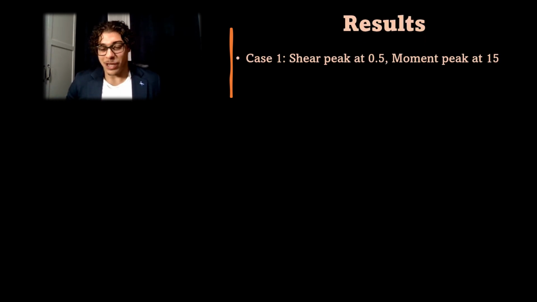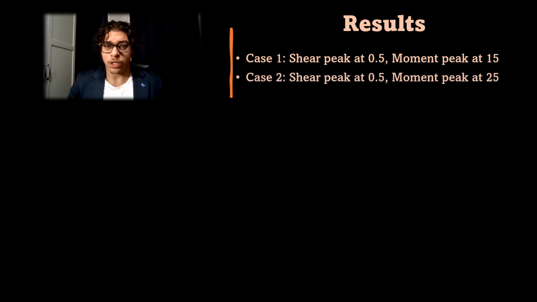After running the MATLAB code, I was able to get a couple of results. These results included, in case 1, the shear influence line showing a peak of 0.5 just to the right of point C, while the moment influence line peaks at 15 at point C. In case 2, the shear influence line remains consistent, but the moment peak increases to 25.